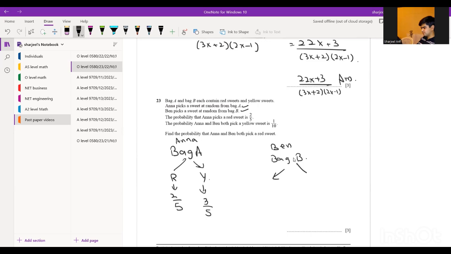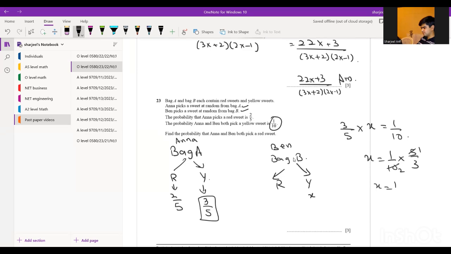Similarly, bag B has red and yellow sweets. The probability that Anna and Ben both pick a yellow sweet is 1 by 10. We know the probability of Anna picking a yellow sweet is 3 by 5. We don't know the probability of yellow in bag B, so we will take it as x. We will multiply these two. They have given that the probability of both picking a yellow sweet is 1 by 10. So 3 by 5 into x should be equal to 1 by 10. So x should be equal to 1 by 10 into 5 by 3. So x is 1 by 6.